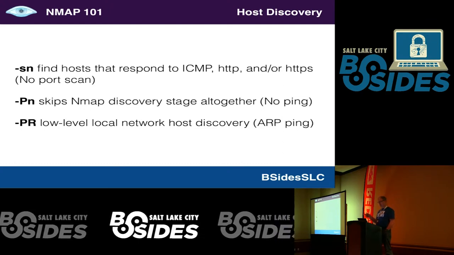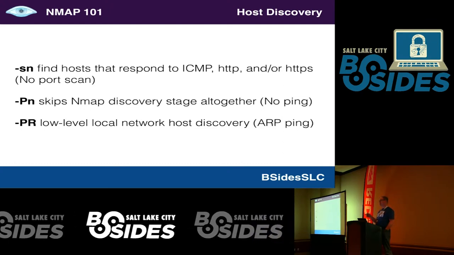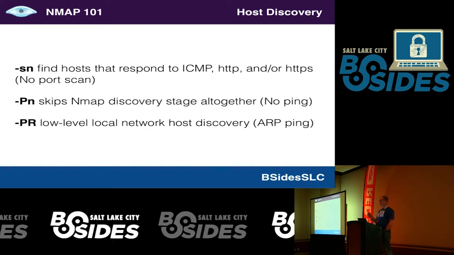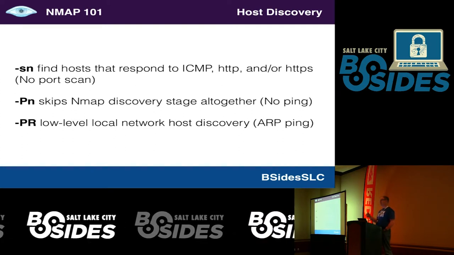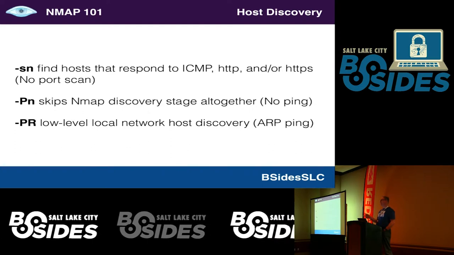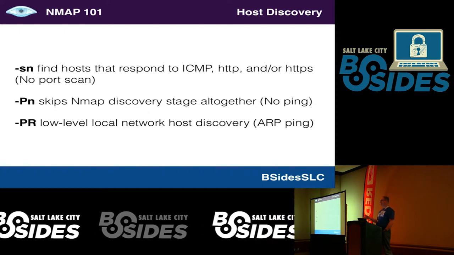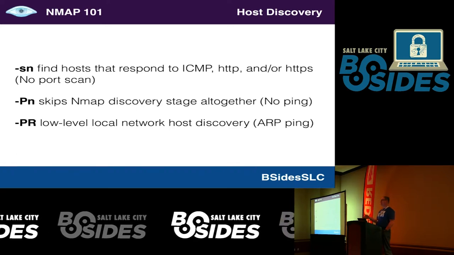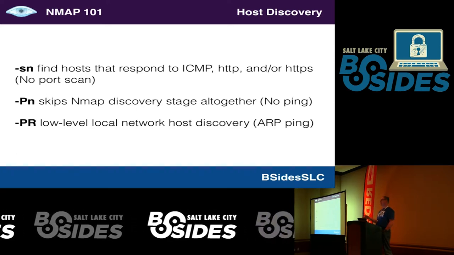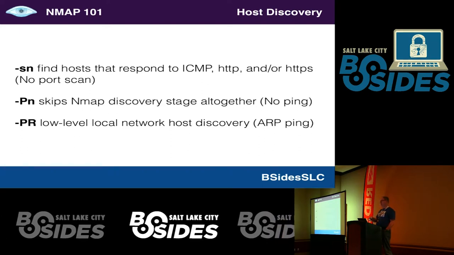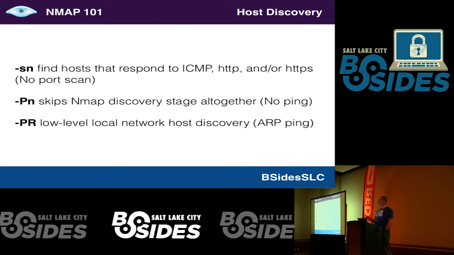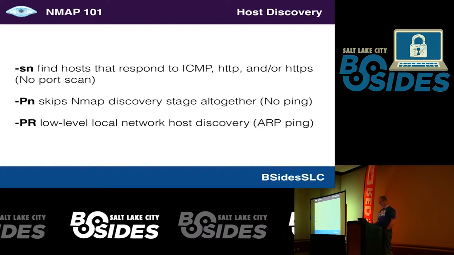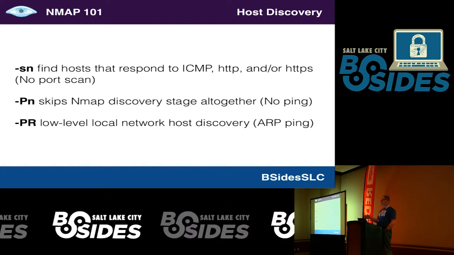And the last one is actually kind of an interesting one. Most of these can be done over the internet. But if you want to scan machines on a local network, and maybe they're not even running TCP or any of those services, but they're local to your network and they're up, the -PR option will actually do an ARP scan. And so for local host discovery, that's a neat trick. It doesn't work over the internet, only on the local network.